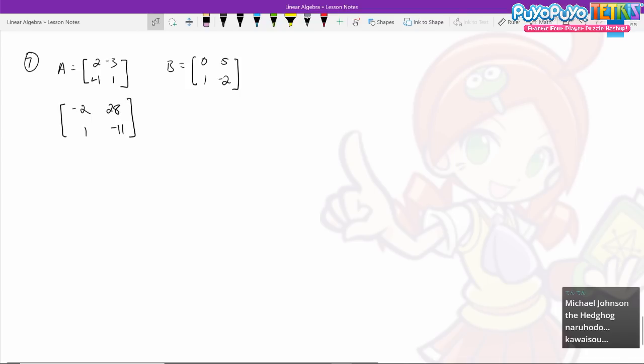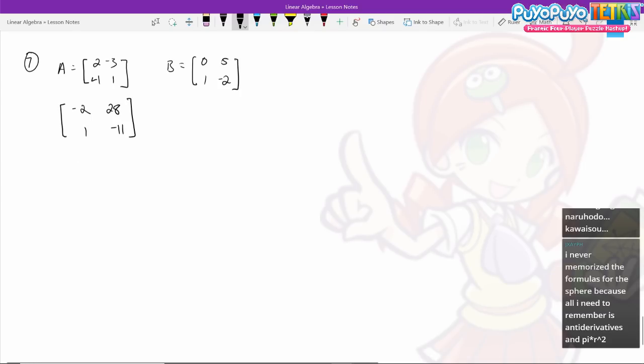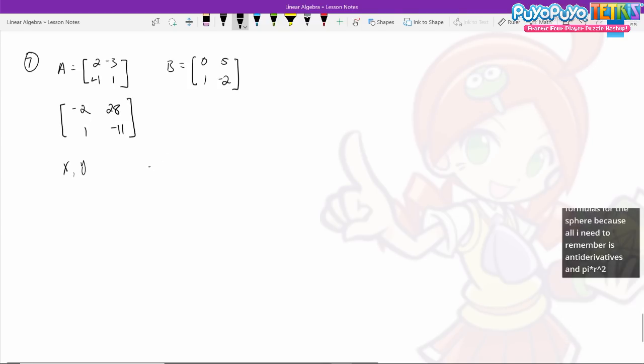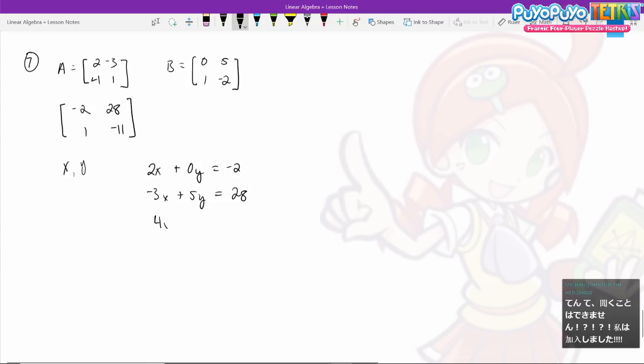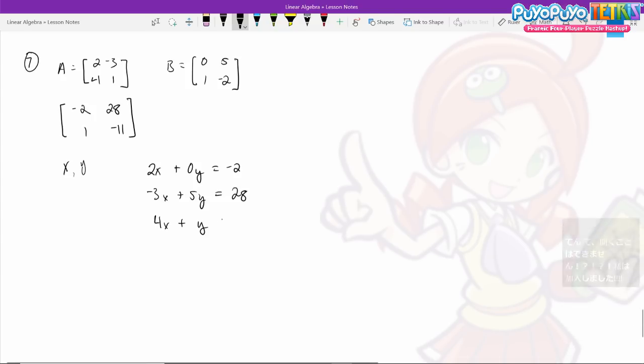Okie dokie. So basically it's asking to do... So let's say my scalars are X and Y, right? So then x plus 0y equals negative 2, negative 3x plus 5y equals 28, 4x plus y equals 1, negative 11x minus 2y equals... Okay.